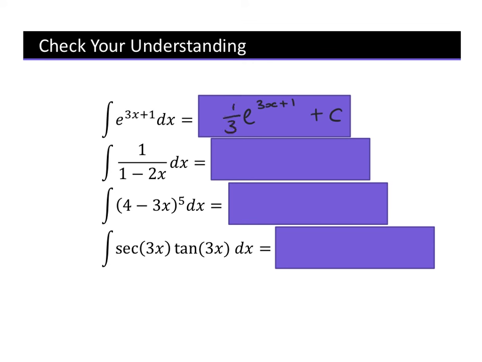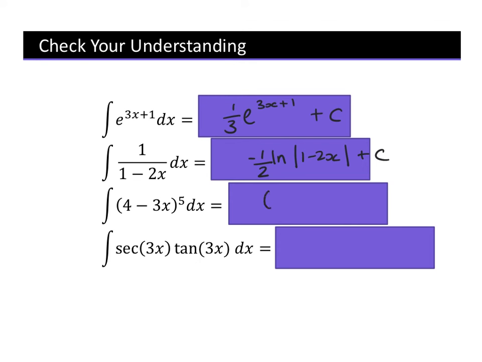For the second one, we have 1 over 1 minus 2x. So we just have x on its own. We know it's going to be a ln of the modulus of 1 minus 2x. We're going to divide by the differential of the bracket. In this case, 1 minus 2x differentiated is minus 2, so we're going to divide by minus 2, so that's minus a half.